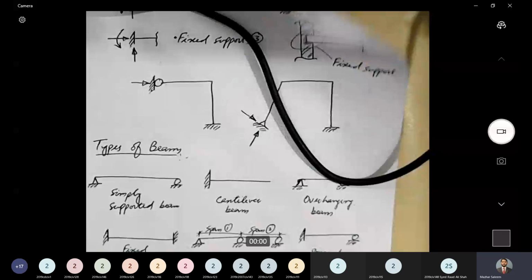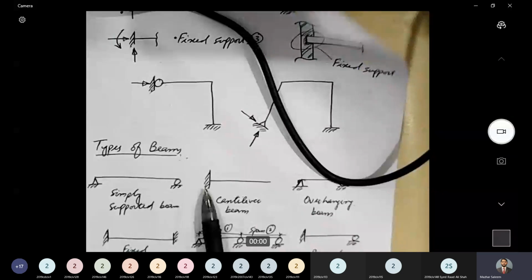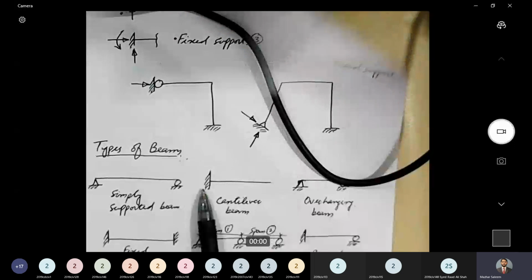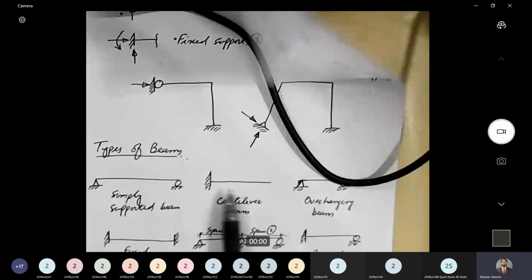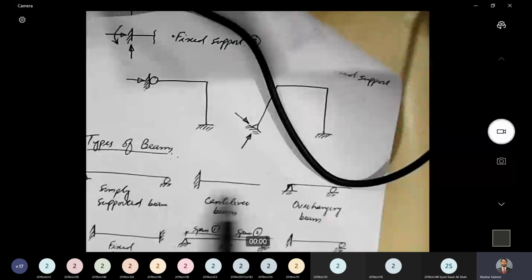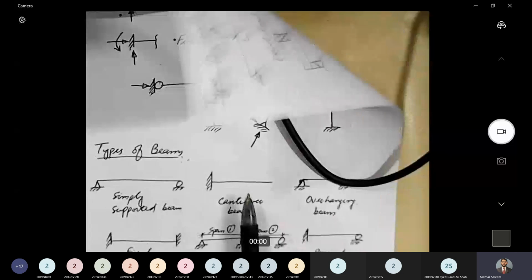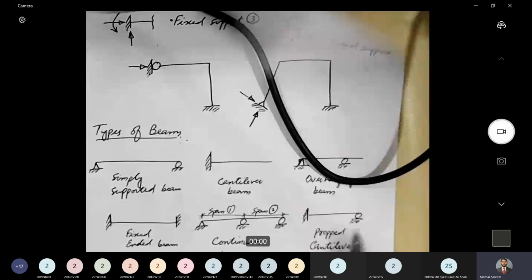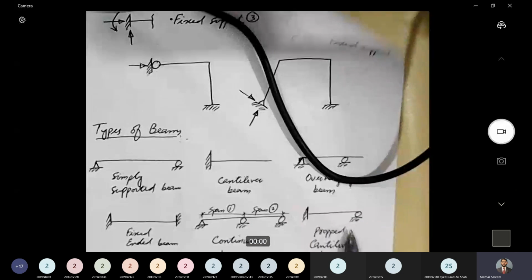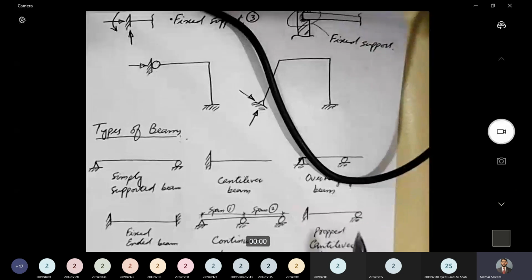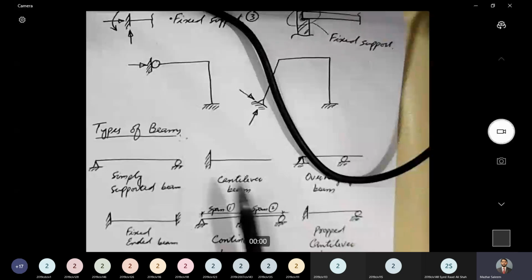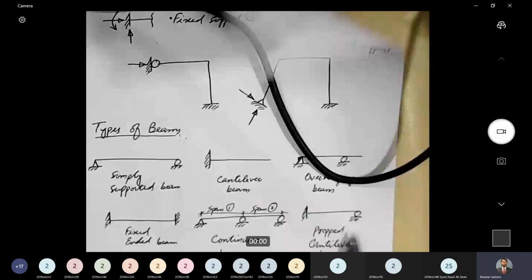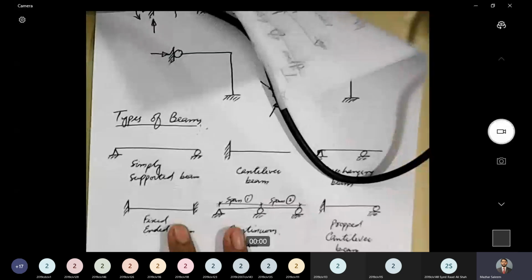And propped cantilever beam, in some cases we project the beam beyond the wall, but what happens is that the span of the beam is so large that the beam cannot take care of its own self weight. In that case, we have to provide support at the other end. And if we are providing support at the other end, then that beam becomes a propped cantilever beam. It does not remain a cantilever beam. If a support is provided at the other end, it becomes a propped cantilever beam.